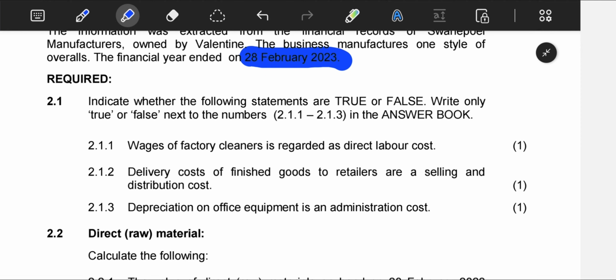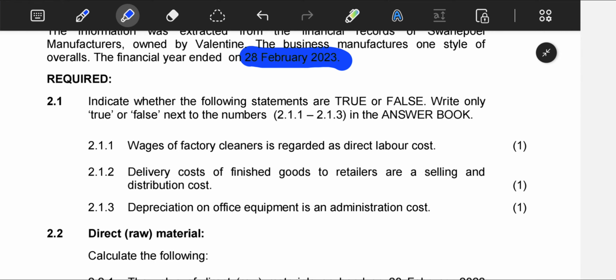Okay. Wages of factory cleaners is regarded as direct labor cost. What is direct labor cost? Direct labor cost is the cost that is incurred for an employee who is directly linked to the manufacturing of the product that the business is selling. So, the cleaner is cleaning the factory. It's not manufacturing the overalls. So, it's going to be false.